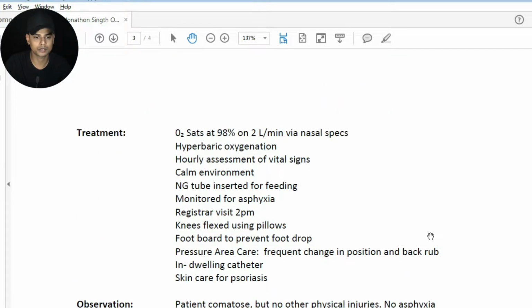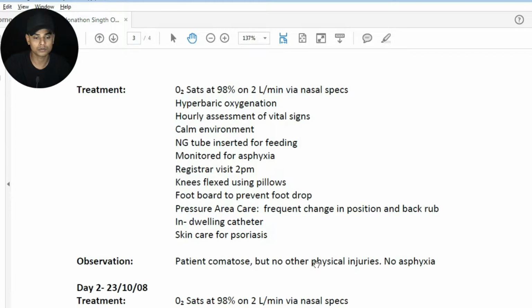Treatment: they started O2 saturation details, hyperbaric oxygenation started, hourly assessment of vital signs, calm environment, NG tube inserted for feeding, monitored for asphyxia, registrar visit at 2 p.m., knees flexed using pillows, footboard to prevent foot drop, pressure area care, indwelling catheter, skin care for psoriasis. And the patient is comatose, but no other physical injuries, no asphyxia.